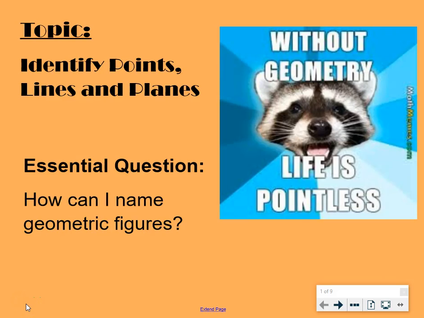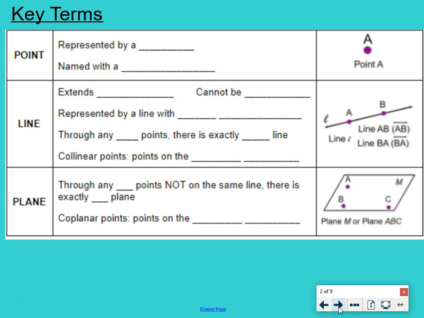Today our topic is identify points, lines, and planes. So our central question is, how can I name geometric figures? Point. A point is represented by a dot, and it's named with a letter. Over here we have A next to a dot, so it is point A. And to be more specific, it is a capital letter.